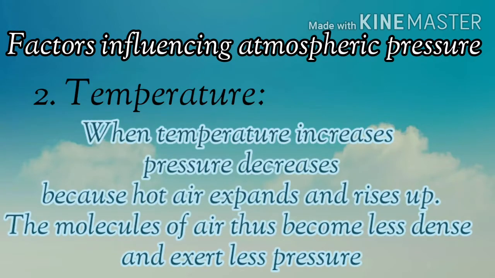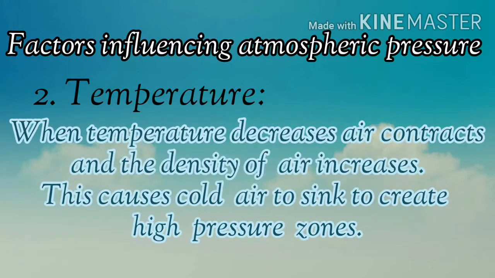When the temperature increases, pressure decreases because hot air expands and rises up. Because of that, the density of air decreases. The molecules of the air expand, and because of that, it has less weight. On the other hand, where the air is cooler, the air molecules contract and have more density, so they will sink to the earth's surface. That makes the area a high pressure zone.